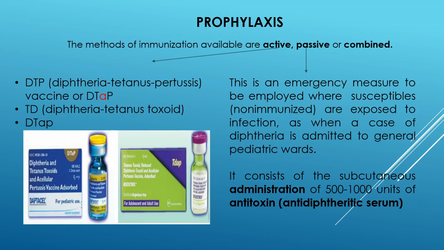Passive prophylaxis is an emergency measure to be employed where susceptible persons are exposed to infection, as when a case of diphtheria is admitted to a general pediatric ward. It consists of subcutaneous administration of 1,000 units of antitoxin, antidiphtheria serum.